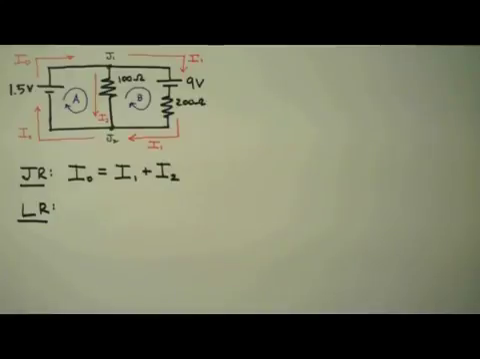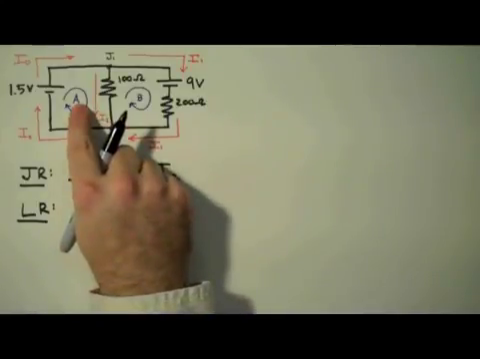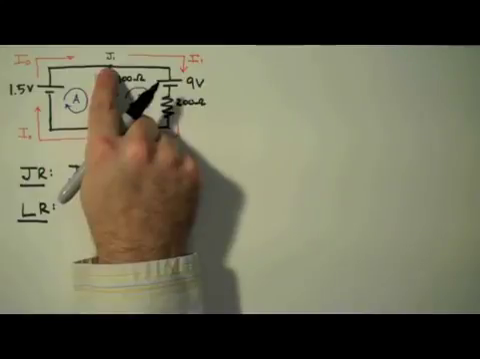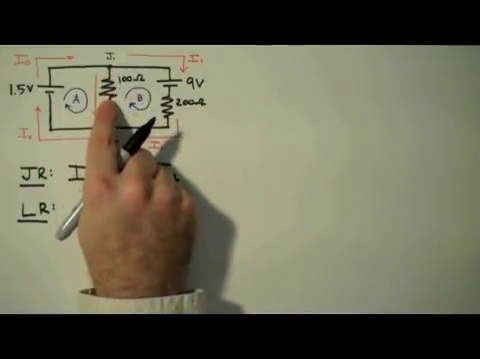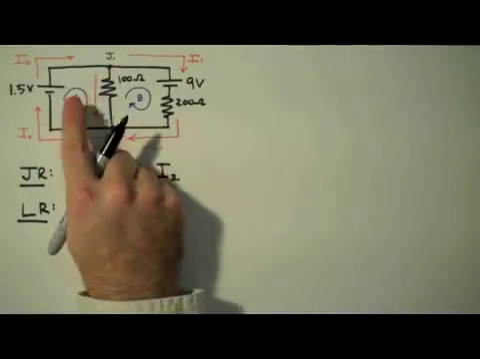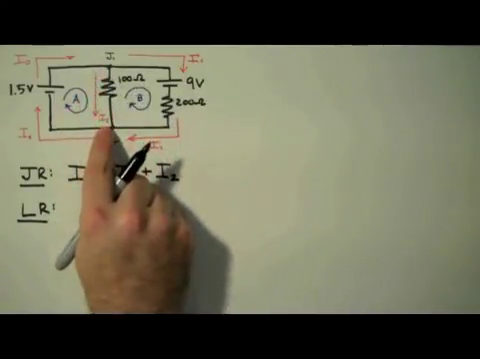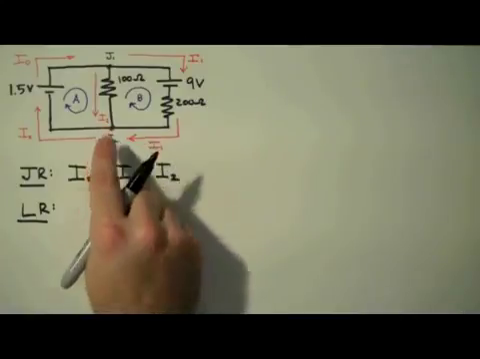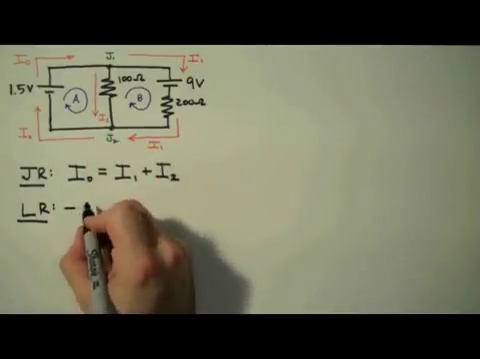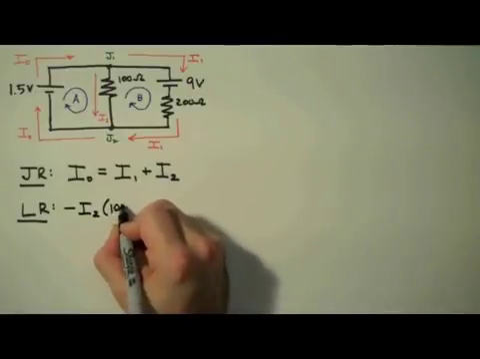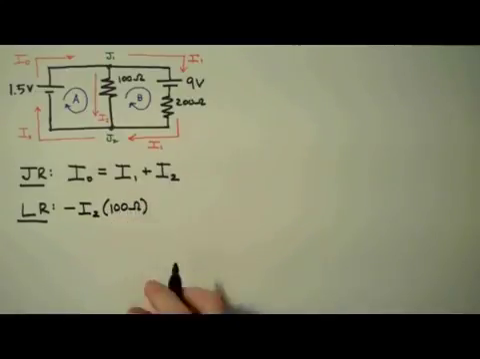Now we apply the loop rule to loop A, which states that the sum of the voltages around a closed loop is equal to 0. Starting in the upper left-hand corner, we're going to move clockwise around loop A. And the first component we get to is the 100 ohm resistor. Now here we're traveling clockwise, so we're coming down this leg, moving with the direction of the current. This means we're going to have a voltage drop across the resistor, negative IR. So I'm going to write negative I2 times 100 ohms to indicate the voltage drop.